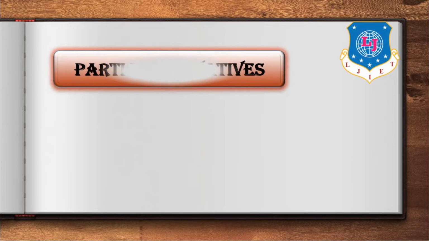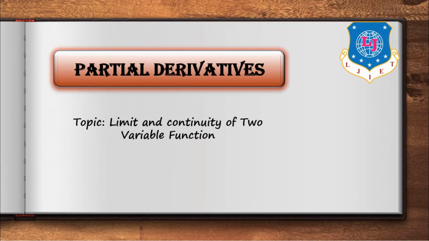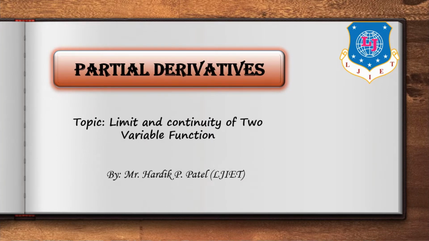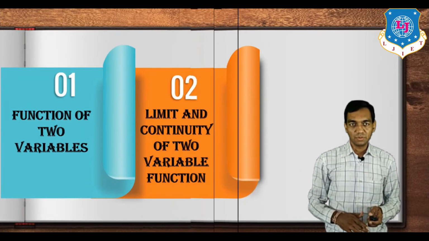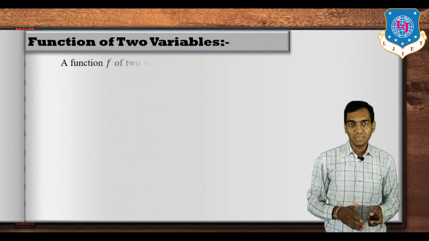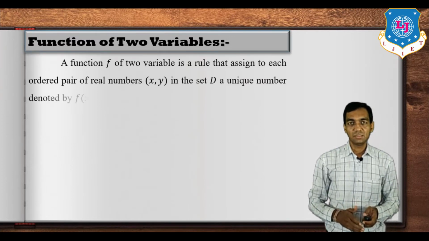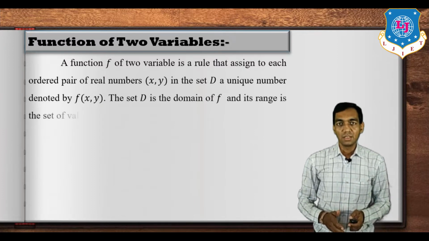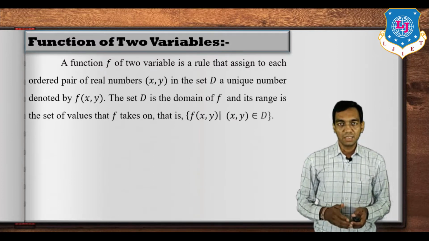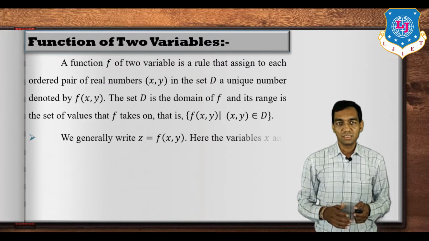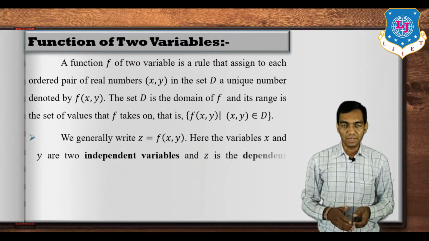In today's session, we are going to start with partial differentiation. Now, before we define partial differentiation, we are going to look at the limit and continuity of a two variable function. First of all, what is a two variable function? A function f of two variables is a rule that assigns to each ordered pair x comma y in a domain D a unique number f of x comma y.